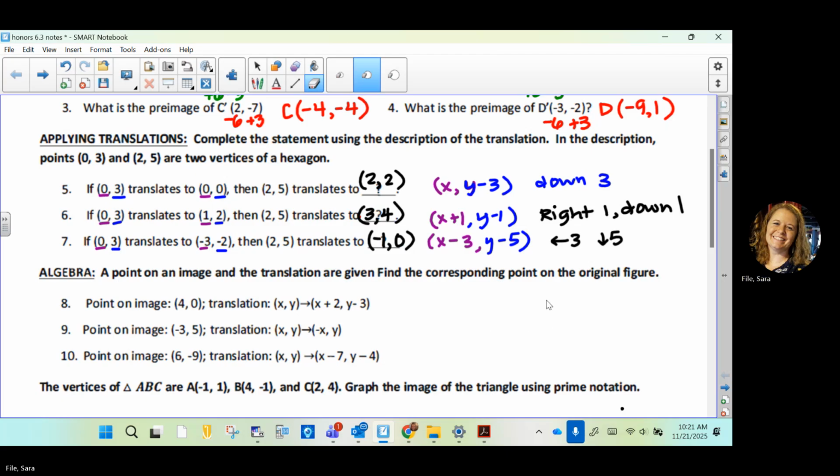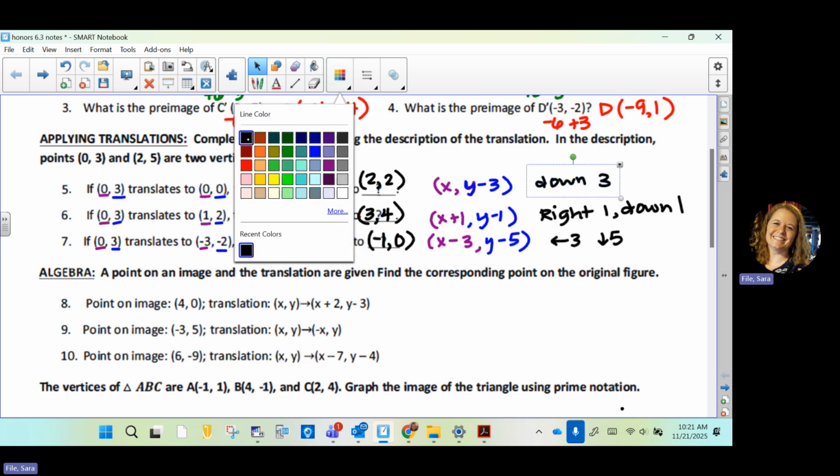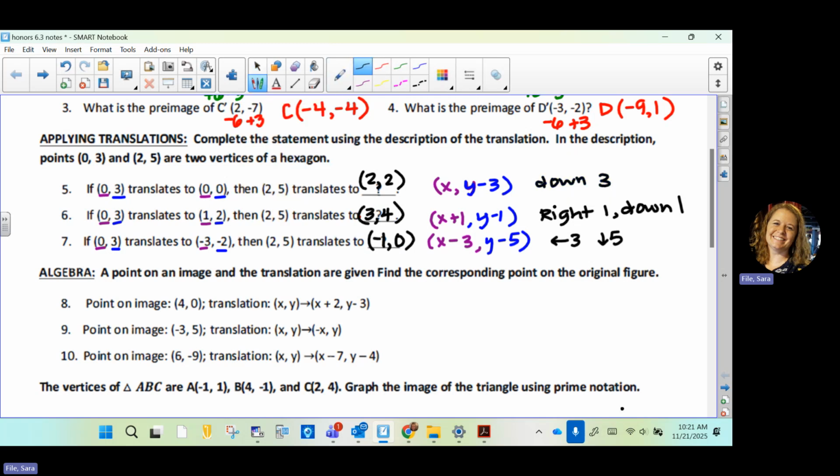Okay. Then that's the same color as the rest. These are black. Okay. This next section says a point on an image and then translations are given. Find the corresponding point on the original figure. So the image is after. So we're looking, find it on the original figure, we're looking for the pre-image. So if this is the image and this was the translation used, we have to go backwards. So this is like what we were doing up here in red.